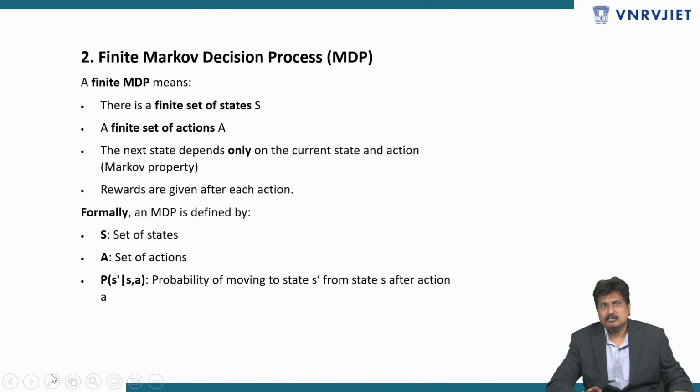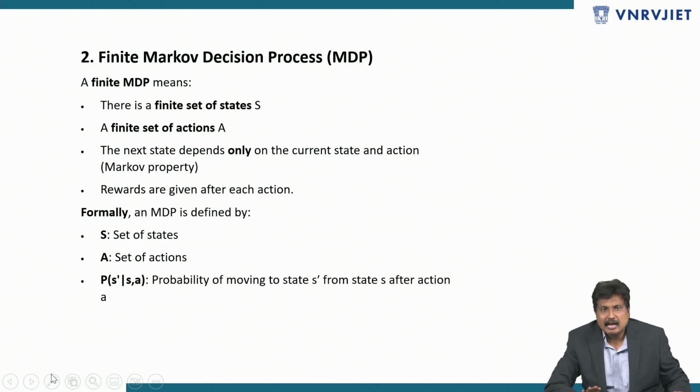So, finite Markov decision process (MDP). What do we mean by a finite MDP? There is a finite set of states S and a finite set of actions A. The next state depends only on the current state and action, which is called the Markov property. Once the actions and the set of states are defined, rewards are given for each action.